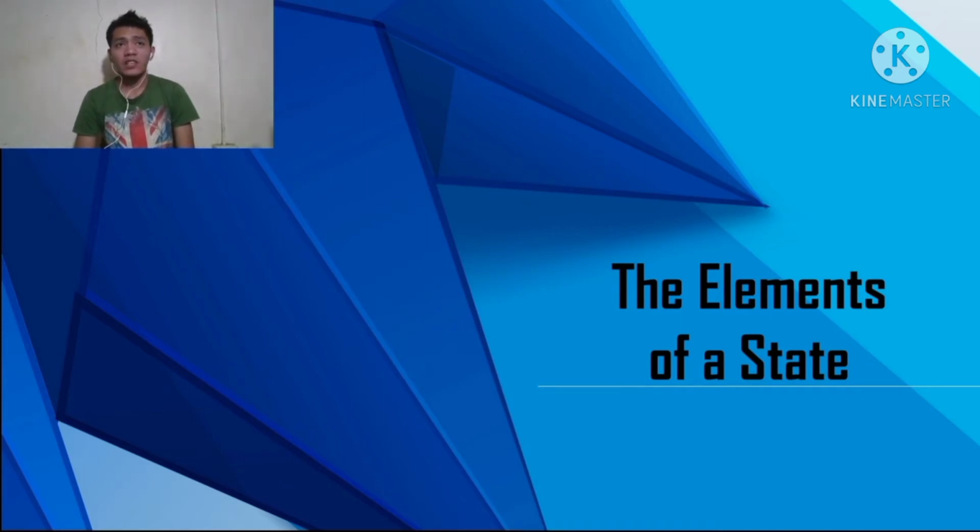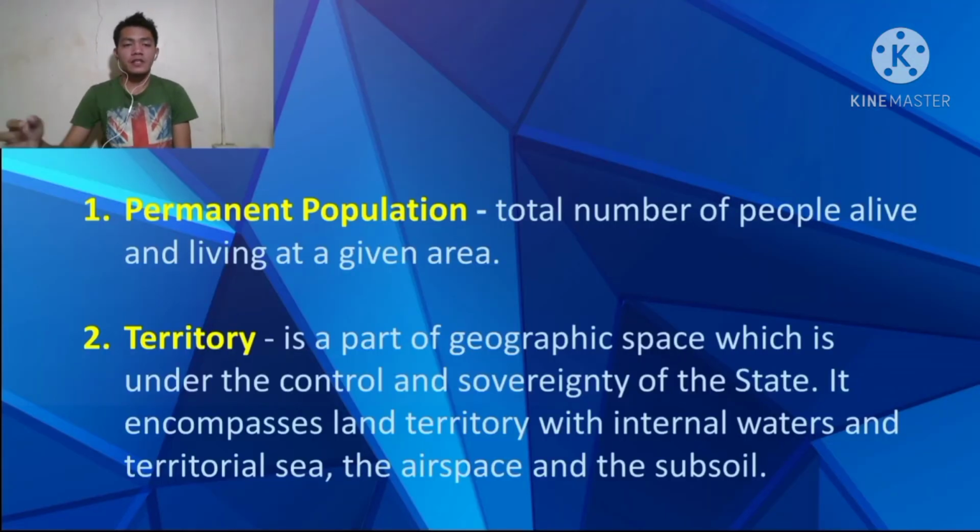Why is it important that every state must possess these four elements? The first element is the permanent population. It is the total number of people alive and living in a given area. Let's say, for instance, here in Ormoc City. According to the Ormoc City Census, the permanent population of Ormoc City is 215,031. That is a permanent population.